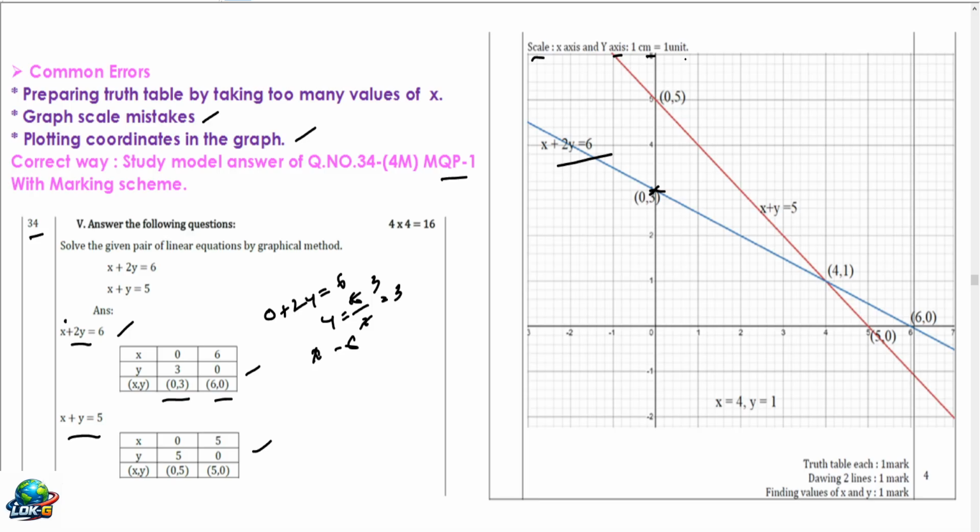X-axis, y-axis. 1 centimeter is equal to 1 unit. And a truth table, if you prepare, you will get 1 mark. For this truth table, you will get 1 mark. I will not repeat it again and again.